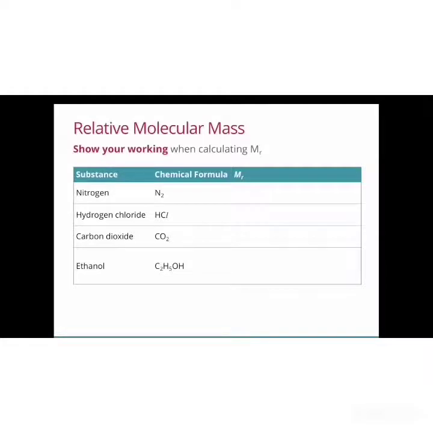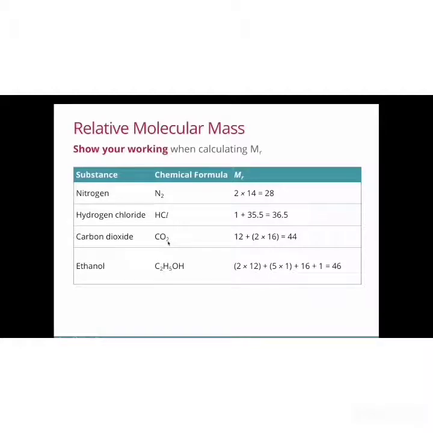For nitrogen, nitrogen has 2 atoms. Therefore, 2 into the atomic mass of nitrogen. So, we will get 2 into 14 is equal to 28. For hydrogen chloride, the molecular formula is HCl. There is only one hydrogen atom and one chlorine atom. Therefore, 1 plus 35.5, which is equal to 36.5. For carbon dioxide, the molecular formula is CO2. There is only one carbon atom and 2 atoms of oxygen. Therefore, 12 plus 2 into 16, we are getting 44.